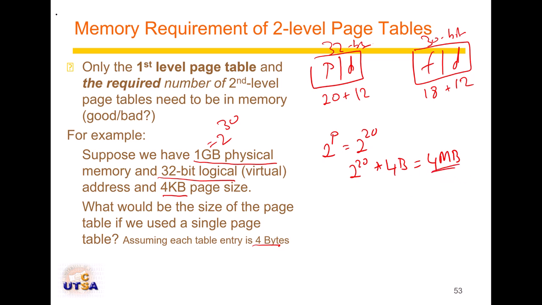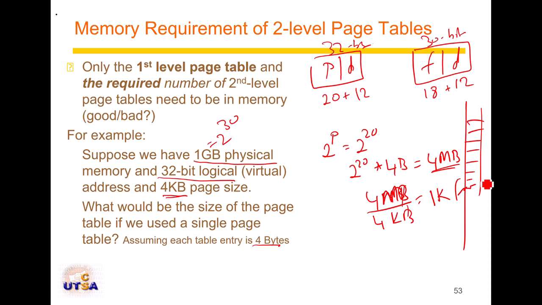And if you look at how many frames you need to store that in a contiguous manner, remember the 4 megabyte is the page table size, and each frame is 4 kilobytes, so 4 megabyte divided by 4 kilobyte, you will have 1 kilo frames needed, and you have to contiguously allocate almost 1,000 frames just to maintain the page table. Okay, so just keep that number in mind, and when we do the math for the second level paging, you will see the difference.